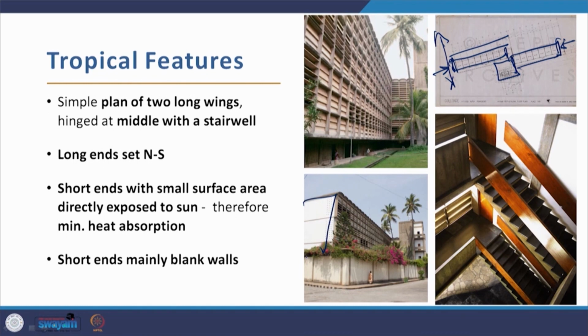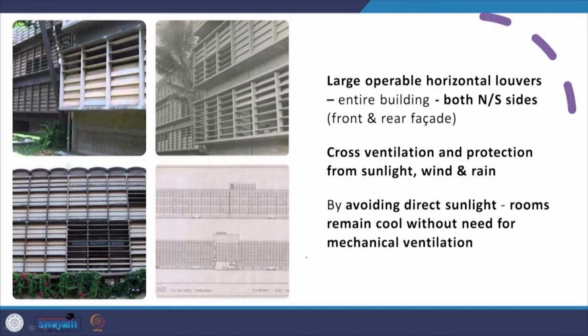So there is maximum flow of wind, or breeze, through the building in the north-south direction, and the solar radiation, at least on the north side, is completely diffuse. On the south side the sun is way up in the sky, so the horizontal louvers can cut them off, as we find in these buildings, in this building.